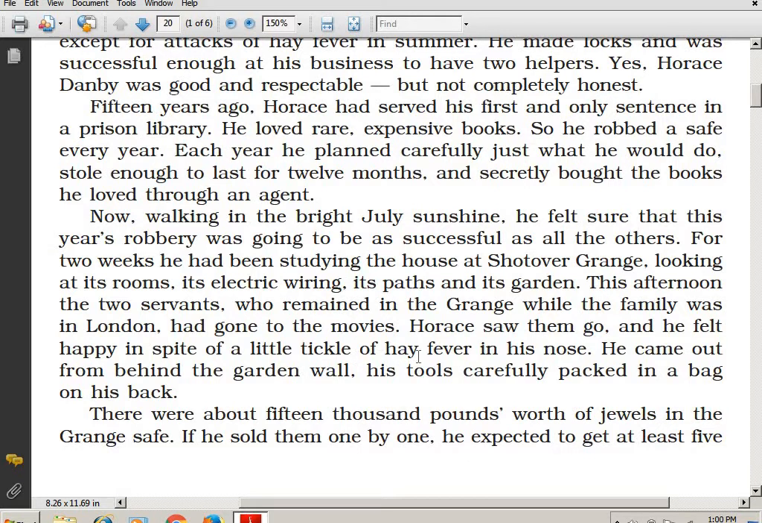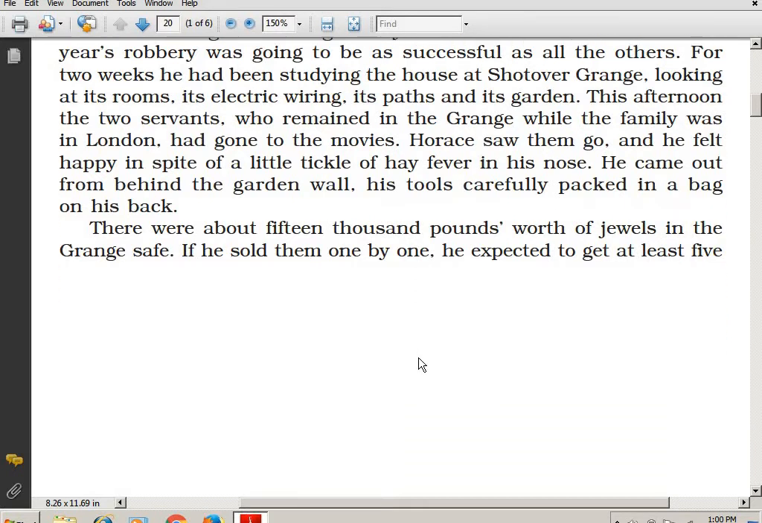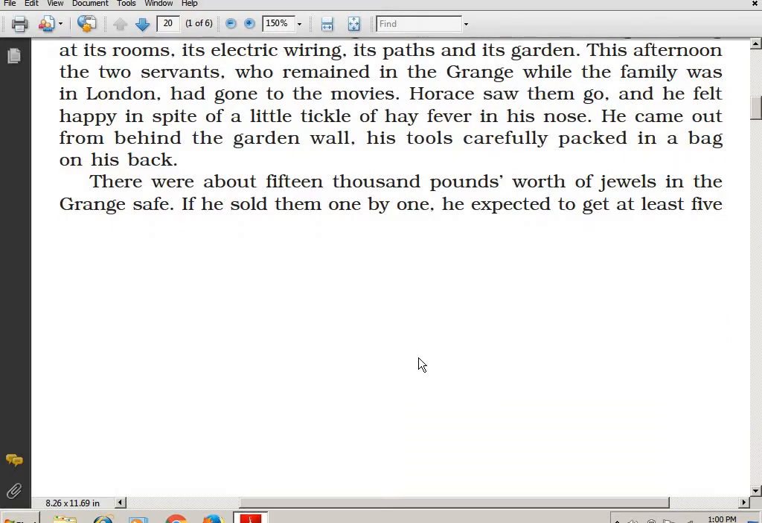So he used to have the allergy. So he felt the little tickle in his nose of what? Hay fever. And hay fever is what? The allergy. He came out from behind the garden wall. So from where is he coming out? Behind the garden wall, his tools carefully packed in a bag on his back. So his tools were already well packed in his bag, which was on his back. And he comes through the gate behind the garden wall.